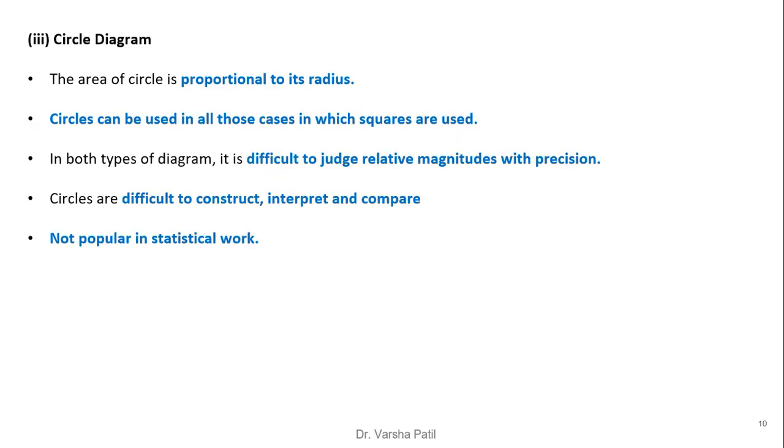Next is a circle. The area of a circle is proportional to its radius. A circle can be used in all those cases in which squares are used. In both types of diagram, it's very difficult to judge the relative magnitude with precision because we are changing the original values. Circles are difficult to construct, interpret and compare. It is not popular in statistical work.